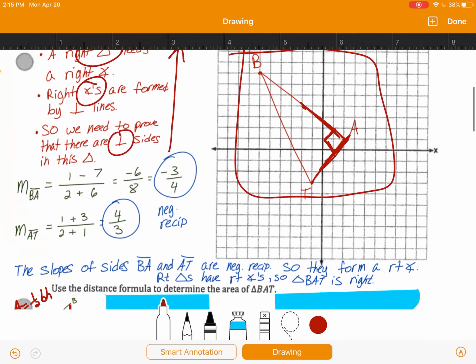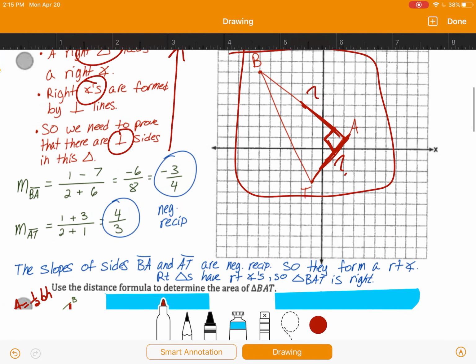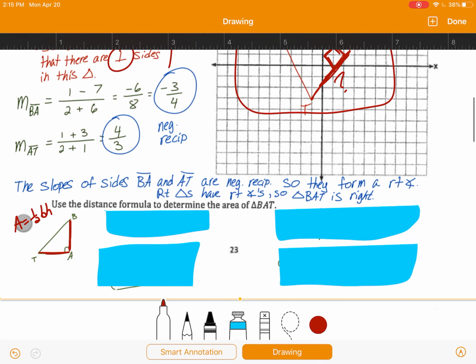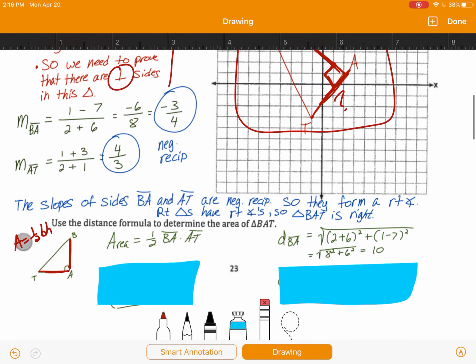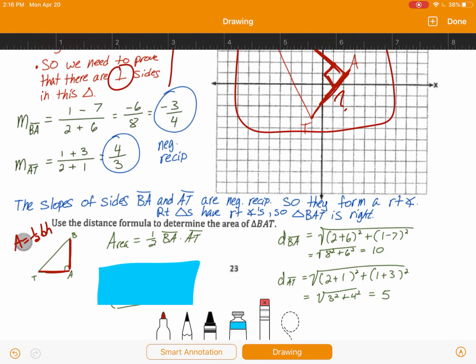But in our picture here, we don't really know the length of these, but we could figure them out using the distance formula. So we're going to use AT as the base and BA as the height, or you can swap them, it doesn't matter. As long as they're perpendicular, they're going to be the base and the height, and you can plug them in however you'd like. But we don't know BA and AT just by looking at it. We have to use the distance formula. So if you do that, you're going to get these as your answers.